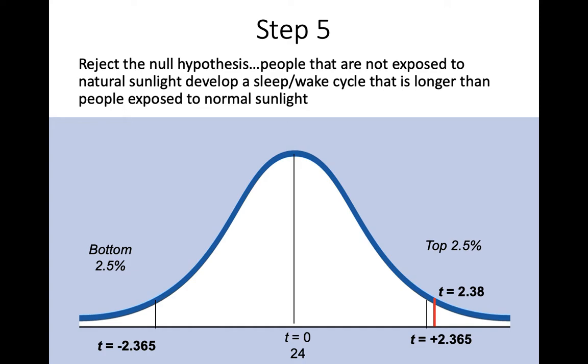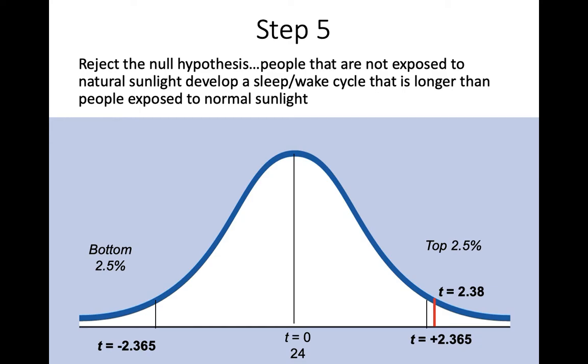So what can we conclude in everyday language that somebody that doesn't know statistics could understand? What we can conclude is that people that are not exposed to natural sunlight develop a sleep-wake cycle that is longer than people exposed to normal sunlight. And we're making this conclusion based on what would happen in a population. Okay, so we're saying not just our sample of 8 people, but we're saying among all people at a population level, the evidence that we have in our sample would lead us to believe that at a population level, people that are not exposed to sunlight will develop a sleep-wake cycle that is longer. Okay, why do we say longer? Well, because the mean was 25. It's greater than 24. That's a longer cycle. Okay, so we can interpret the direction of the effect once we've done the study.